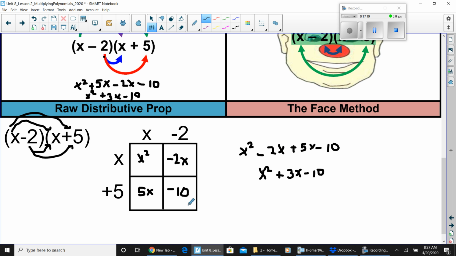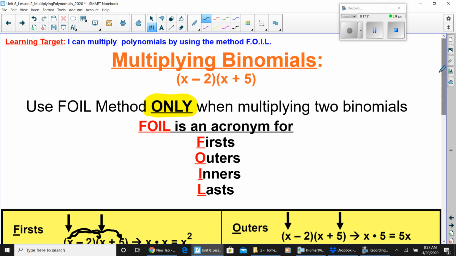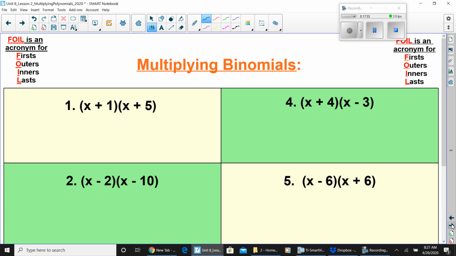But this one, it works. You know what I mean? Like if you want to set it up this way and you like it, just go ahead and do that. The face method, I don't know. Whatever you want to use, you go ahead and use. So let's go to the next page and let's do some here.